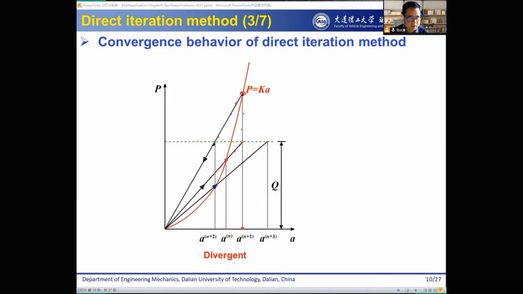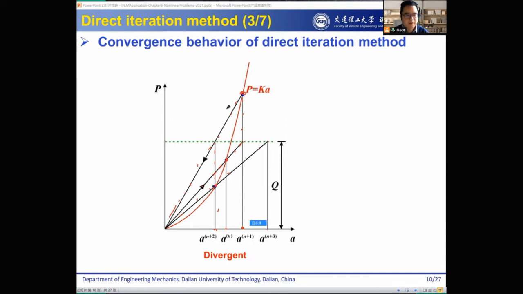We draw the second line. Then we have An+2. Then we have this point, and then we draw the third line. Then we have An+3.